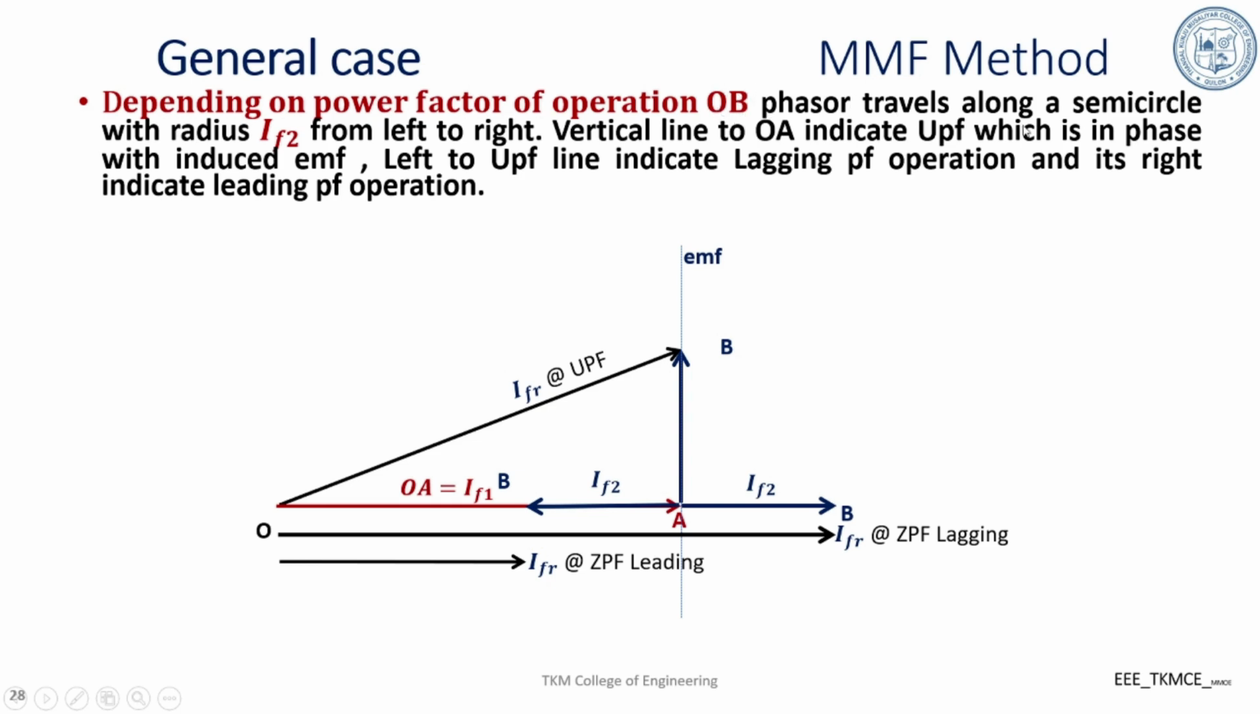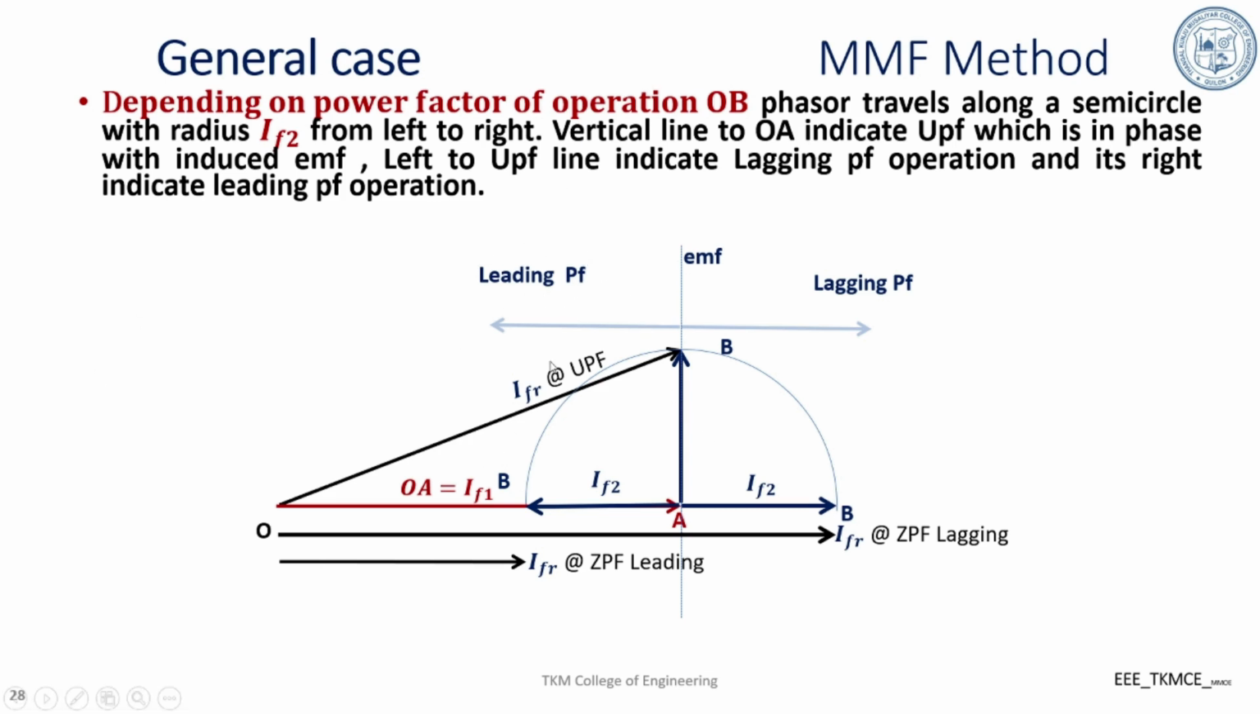that is OB phasor, travels along a semicircle with radius IF2 from left to right. So this is the semicircle having radius IF2. Depending on the power factor of operation, this OB phasor travels along this semicircle. The right of the unity power factor line indicates lagging power factor of operation, and the left of the unity power factor line indicates leading power factor of operation.